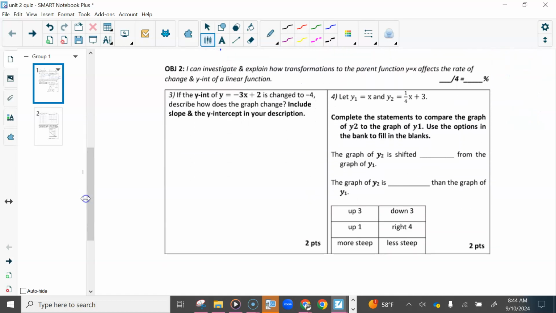Right. In the next objective, we're talking about transformation. So remember all of your transformation vocab: shifted for y-intercept, up and down; reflected if the slope is negative; and steeper and less steep. So for number 3, if the y-intercept of this equation changed to -4, describe how the graph changes. We have to include what the slope does and what the y-intercept does. So if it was at 2 and it's now at -4, what did the y-intercept do? Shifted down 6.